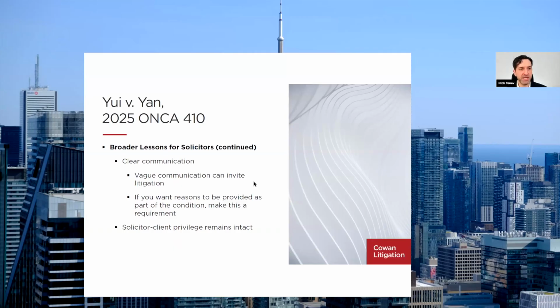The other thing that's important is clear communication. So vague communication can invite litigation. And we see that from Yui versus Yan, the agent's email was very vague and that invited suspicion and litigation. What if the email was more straightforward? Maybe litigation would have been avoided altogether if the agent said something like, hey, we are relying on the lawyer condition. We met with a lawyer. They weren't happy with the APS. The APS is now null and void.